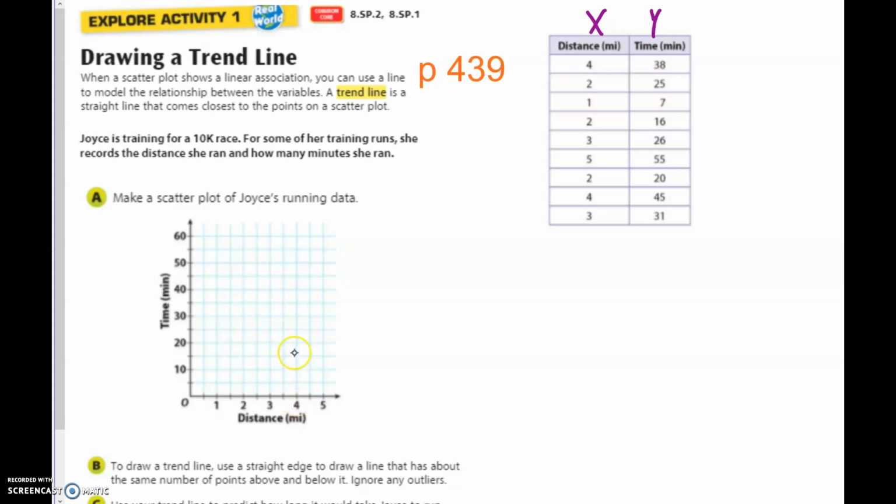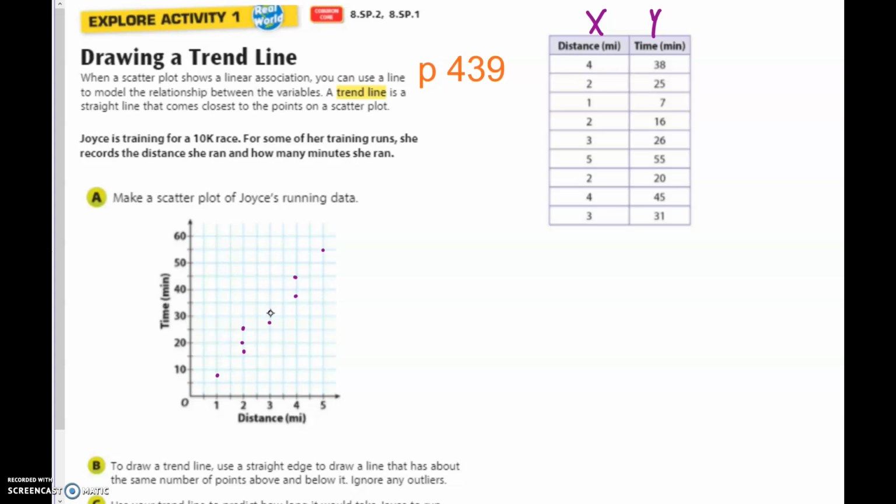So 4, 38, 225, 1, 7, 2, 16, 3, 26, 555, 220, 445, and 331. All right, so we have all these data.